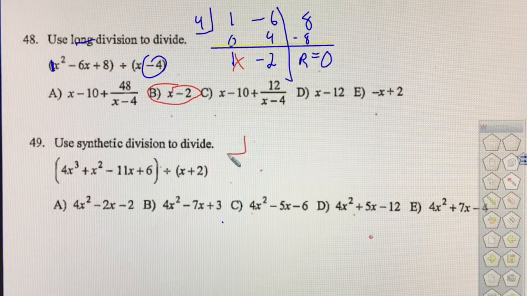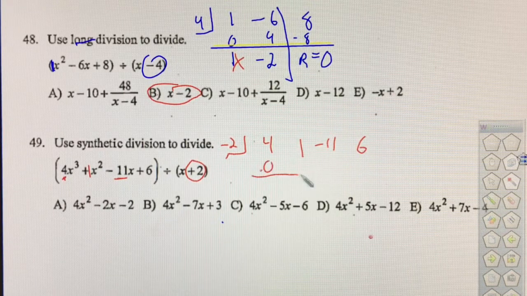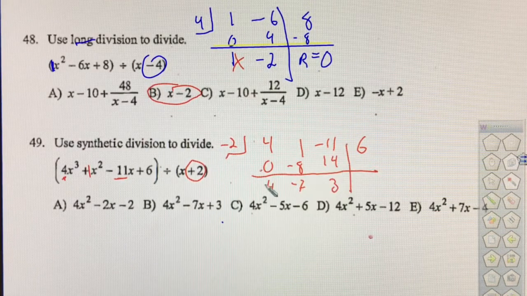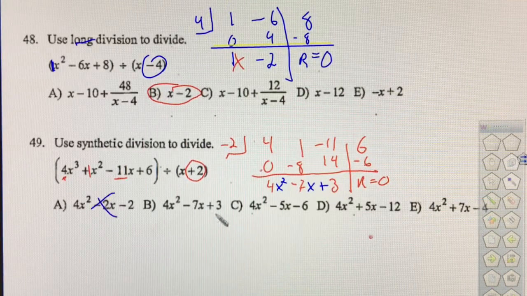Again, synthetic. In the backwards box, I'm going to put the opposite of that, negative 2, and then I'm going to write down the coefficient 4, coefficient 1, coefficient negative 11, coefficient 6. I'm going to do the process. 4, negative 8, negative 7, 14, 3, negative 2 times 3 is negative 6. Remainder equals 0, so it's going to give me 4x squared minus 7x plus 3.